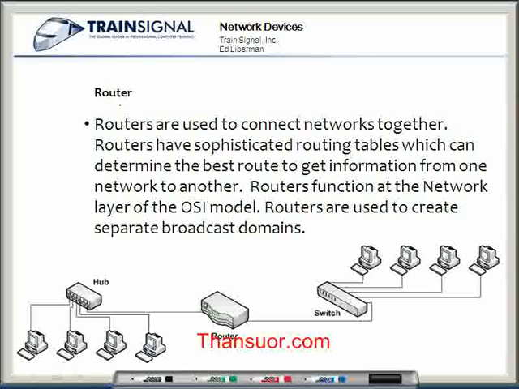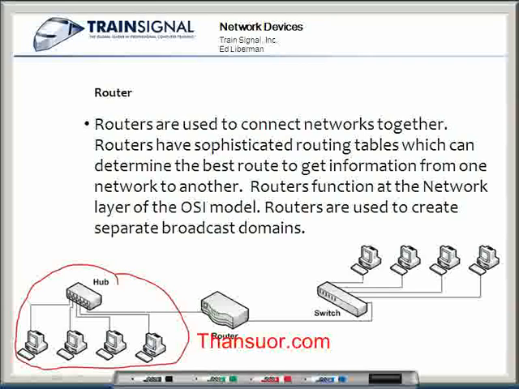And the one extra piece of information I want to share with you right now is that routers are used to create separate broadcast domains. Okay, so there's that term I said would be coming up again. So if we look at the diagram I have here, you'll notice that here I have a hub with a bunch of computers connected.